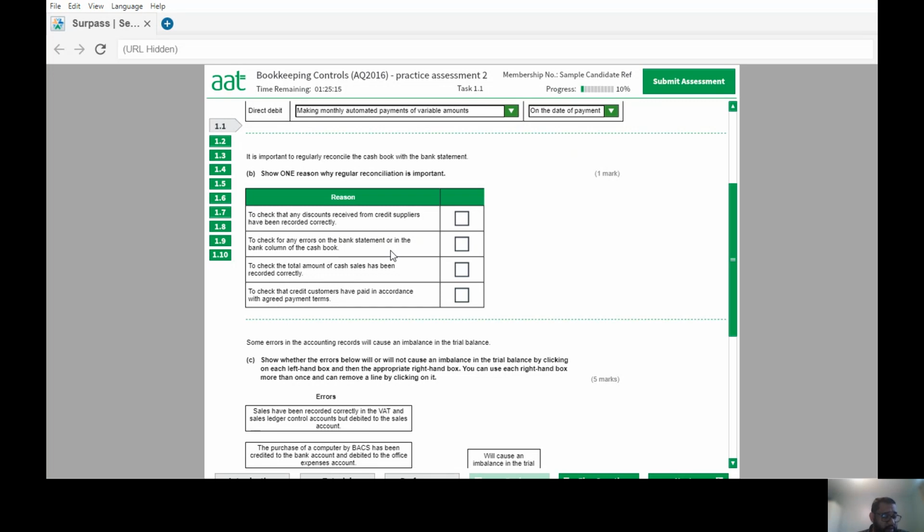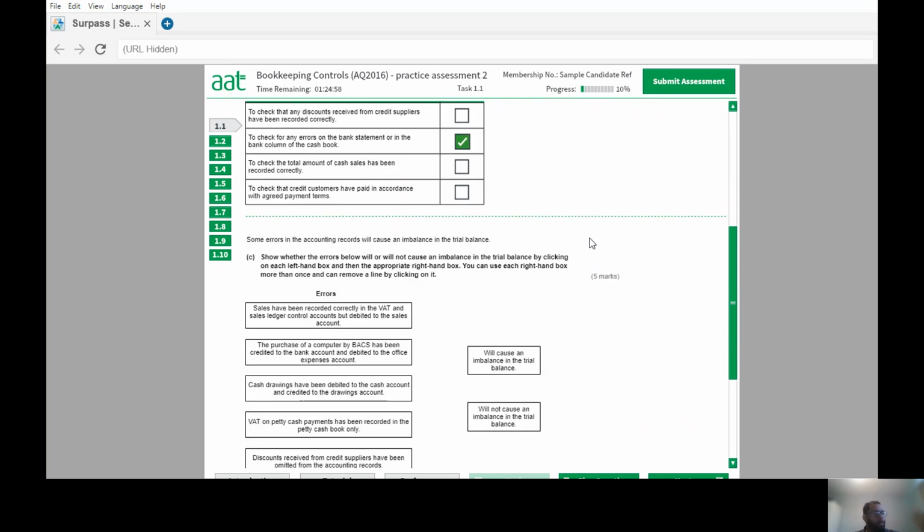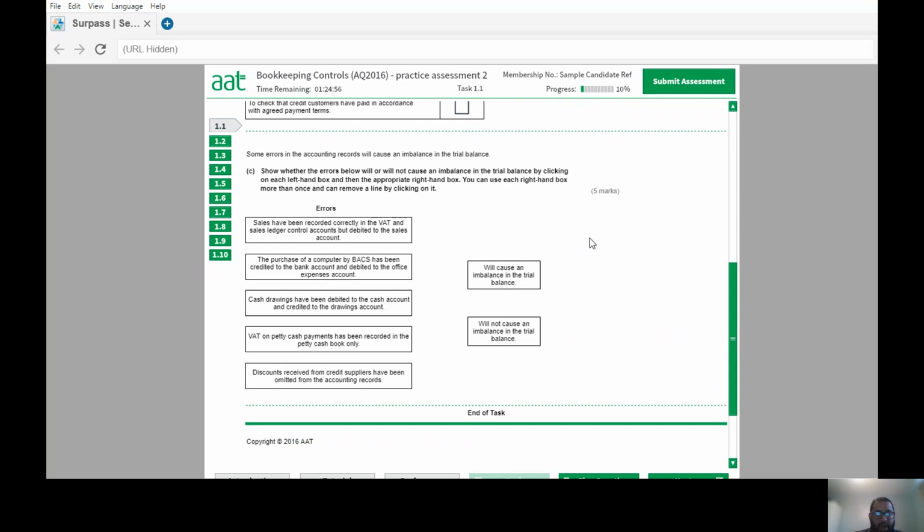Okay, so this sometimes allows you to catch a transposition error, an error of omission, or, think about it, you double entered something, meaning you duplicated an entry. So this way you'll be able to check by doing your bank reconciliation. 1 mark for that only, so it's not much to worry about there.